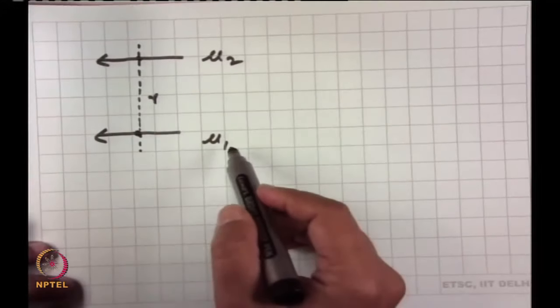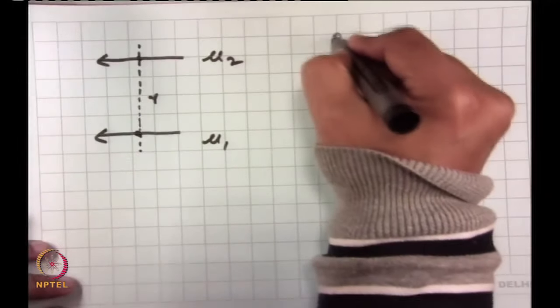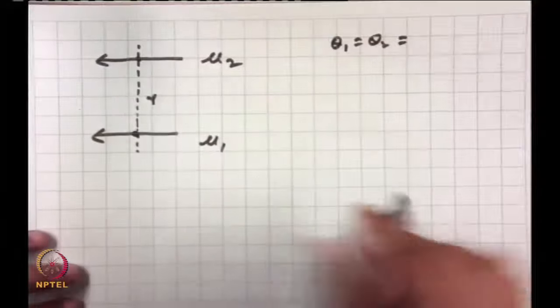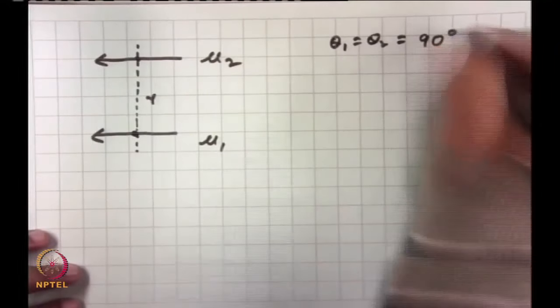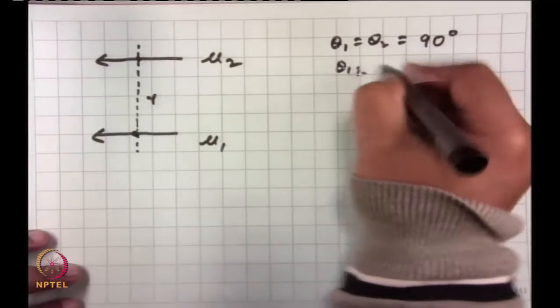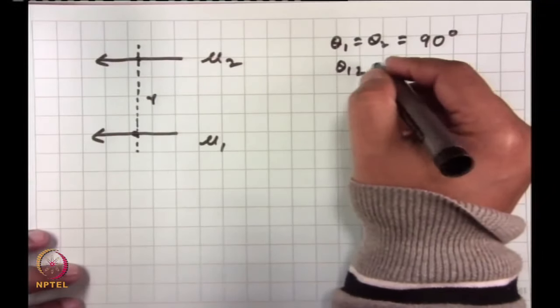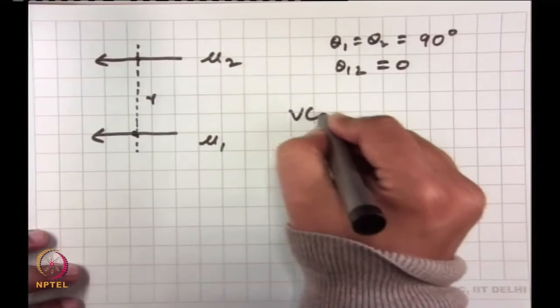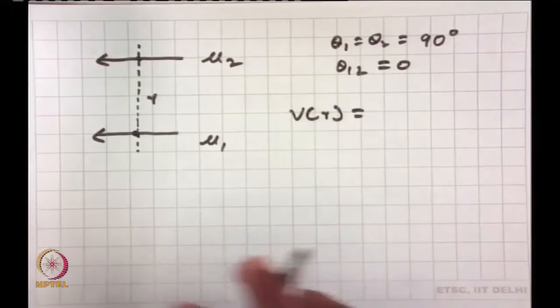Now tell me what is theta 1 equal to theta 2 here? 90 degrees, okay. What is theta 1 2? Same, again parallel, 0. Now so what does V of R become now? Let us look at this expression.